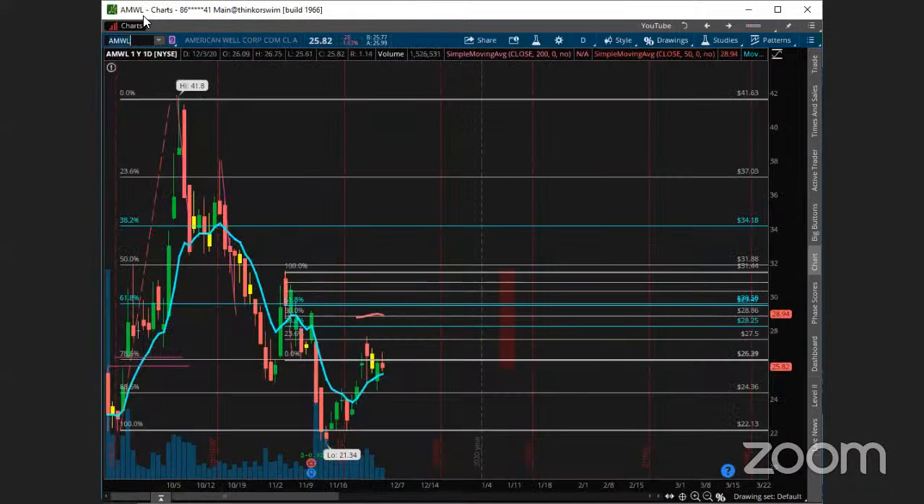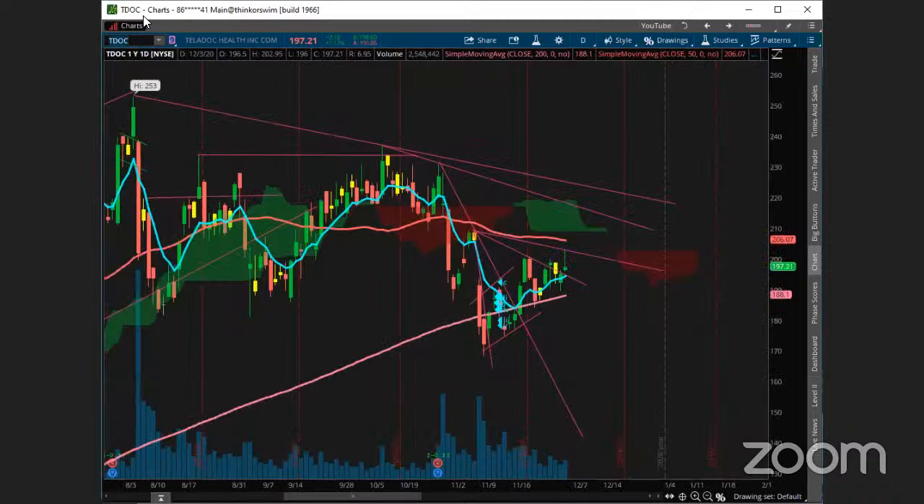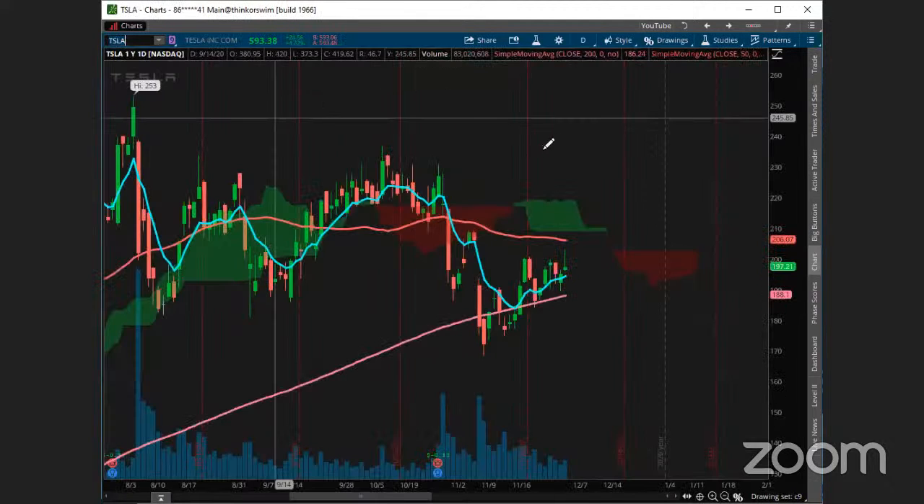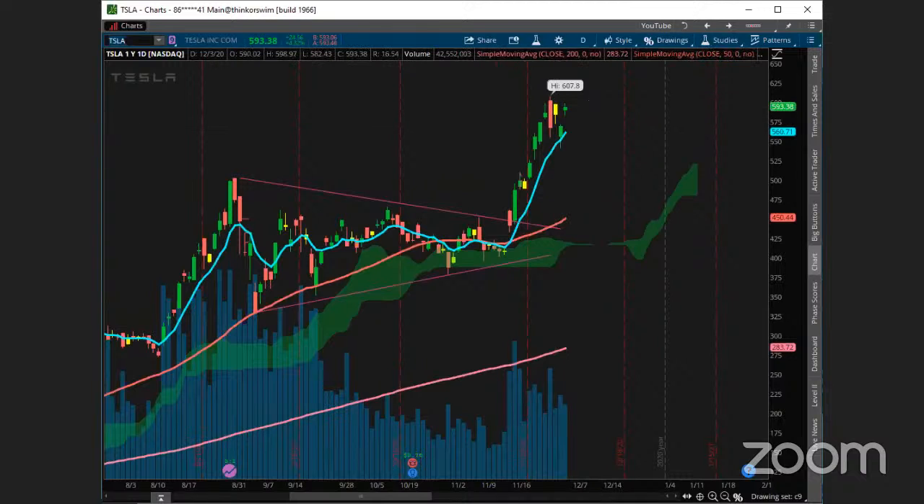AMWL. Yep, still American Well, just over the 8 days, so that's a good thing. Let's see if that can get any follow through to the upside. And TDOC, a little disappointing right there with that upper shadow today. We'll see if we can get above that. And of course, Tesla, with the morning star reversal potential on this one. See if we can break above that and keep going. So good stuff there. Appreciate it, Michael.